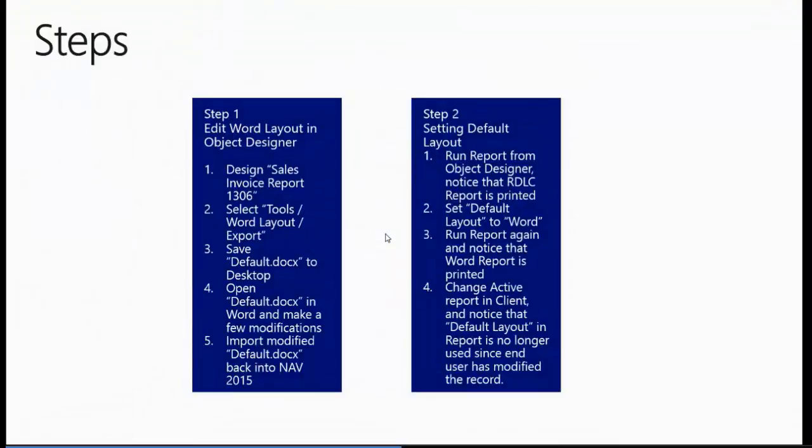So we're now at step number 2, setting the default layout property. First we will run the report from the Object Designer, and then we'll notice that the RDLC report is printed and not the Word report which we just changed. We'll then change the default layout to Word, then we'll run the report again, and then we'll notice that the Word report is now printed. We will then go and change the active report in the client and notice that the default layout in the report is no longer used since the end user has modified the record.